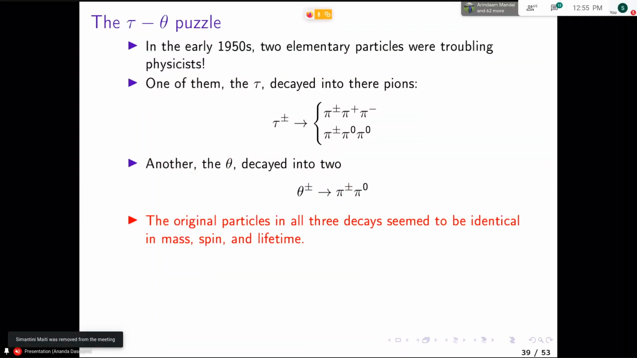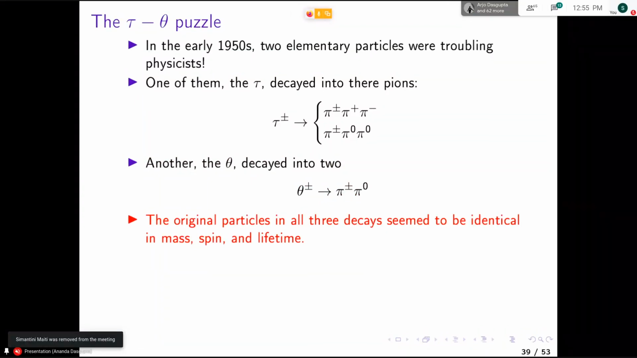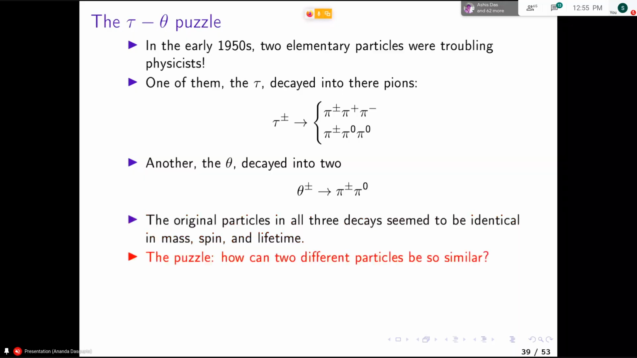However, when you try to measure their mass, their spin, their lifetime, the tau and the theta turned out to be nearly identical. As far as people could tell from the experiments that they could do at that time, they were identical particles in all respects. So that was a puzzle. How could two different particles behave exactly identical in all other respects apart from decay? So this was a big puzzle.